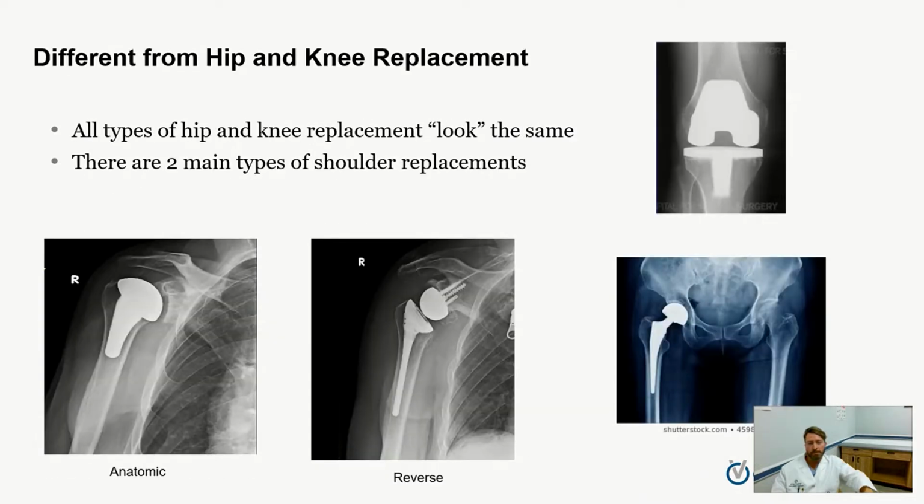Shoulder replacement's a little bit different from hip and knee replacements. The same companies that make hip and knee replacements make the shoulder replacements that we use. But in general, hip and knee replacements all look similar. They all look like a metal and plastic version of your native hip and knee. When it comes to shoulder replacements, there's 2 main types, which we've shown here on the screen. On the left, the photo shows an anatomic replacement where the ball and socket looks like what God gave you. On the right, there's what's called a reverse replacement, which looks nothing like what your native shoulder looks like.